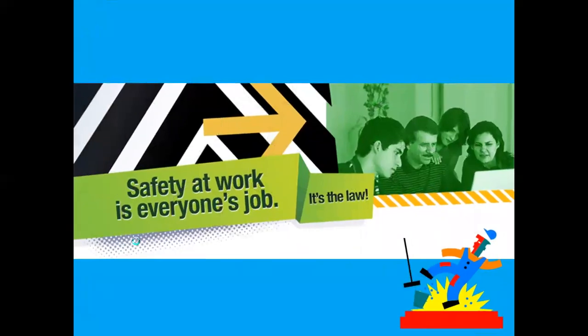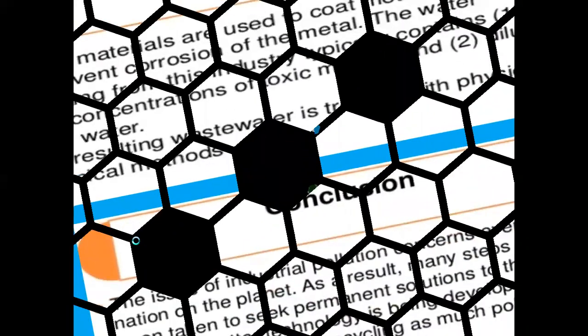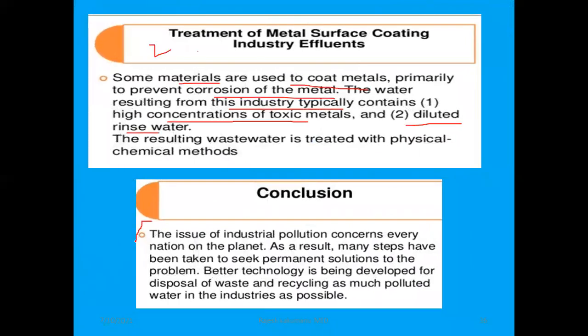Next. So with this, we have completed the topic related to the problems and how to control pollution in processing industries. Right. The next topic we'll discuss is the safety standards to be maintained at workplaces in industries and factories.